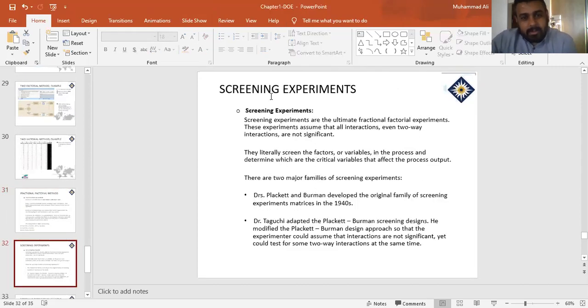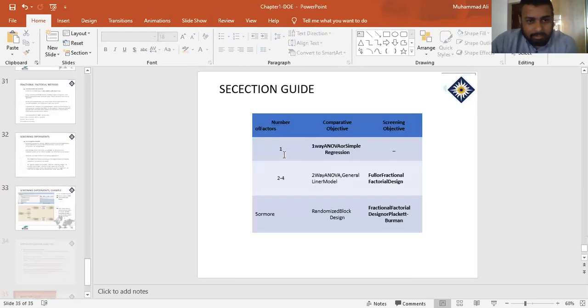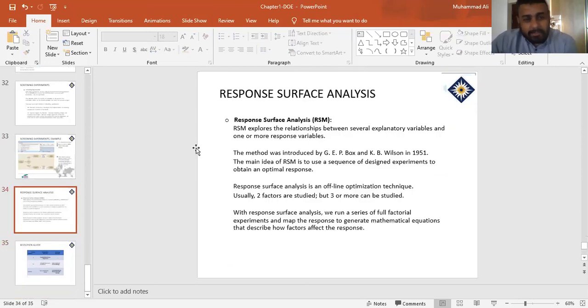Then a screening experiment is for finding the best out of the best, in whatever factors you are using. In this one, we use the fractional factorial experiments. We use all interactions, we check every way, and finally we find the best solution for those experiments. In this course, we will go for all these kinds of experiments.